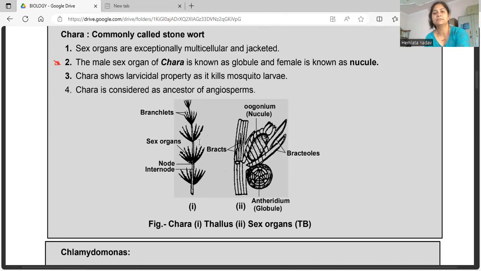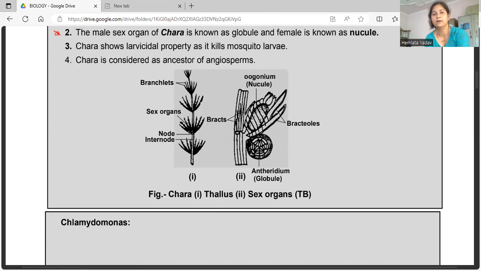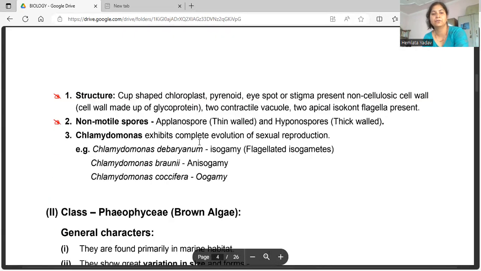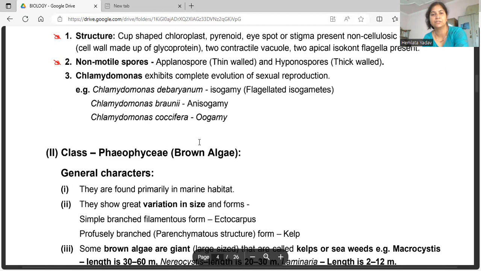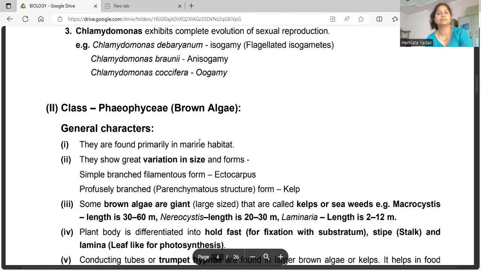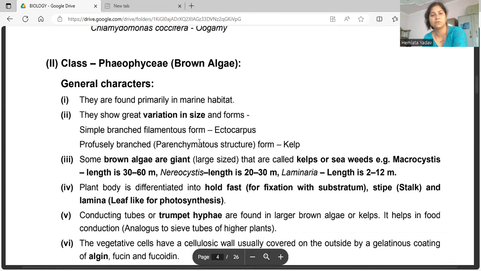Chara, commonly called stonewort. Sex organs exceptionally multicellular and jacketed in the Chara. Male sex organ in Chara is known as globule and the female is known as nucule. So male sex organ in Chara को globule कहा जाता है, and antheridium is called globule, and the female sex organ nucule is called oogonium. Chara is considered ancestral to angiosperms. Structure is cup-shaped Chlamydomonas, non-motile spores, aplanospores are found. Hypnospores thick-walled and aplanospores thin-walled. Chlamydomonas exhibits evolution of sexual reproduction, and Chlamydomonas species show different types of fusion. Isogamy is shown in Chlamydomonas debaryana, and Chlamydomonas braunii is having anisogamy, and Chlamydomonas coccifera is having oogamy.